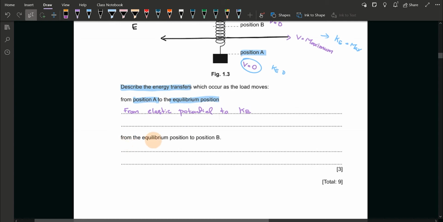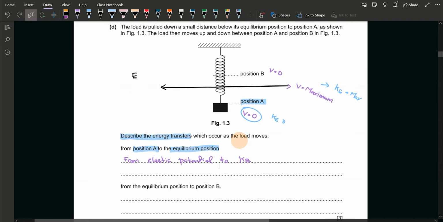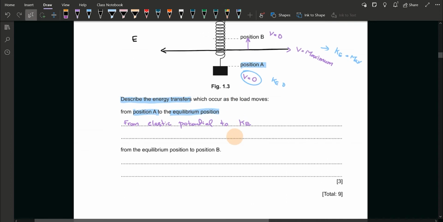So from the equilibrium position to B is going to be almost the same thing. It's going to be from kinetic energy to potential energy, because at position B the velocity is zero, and we know that kinetic energy has the formula of half mv squared. When v is zero, our whole equation becomes zero, that means kinetic energy is zero. So we can write here from kinetic energy to elastic potential. And we are done with first question.